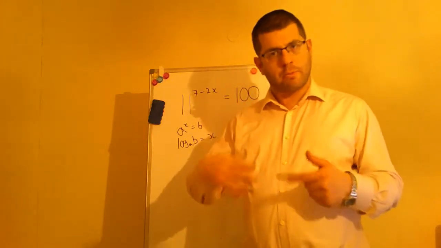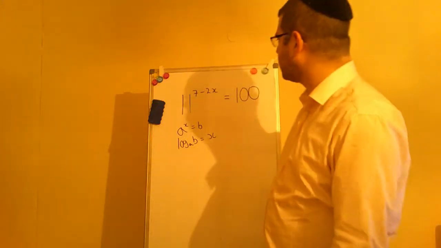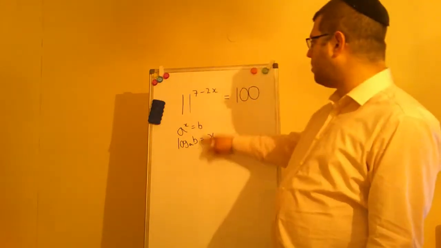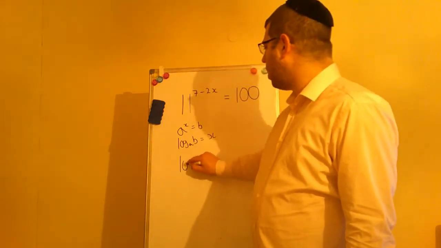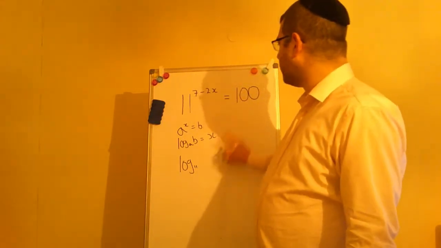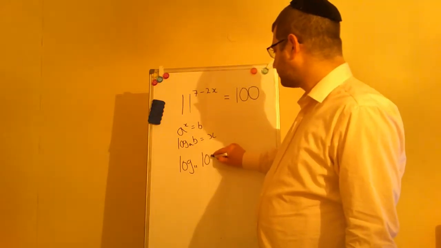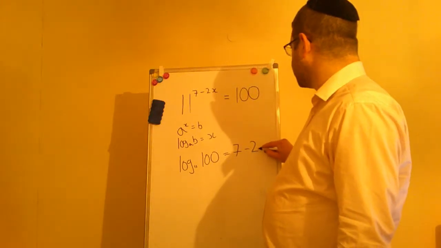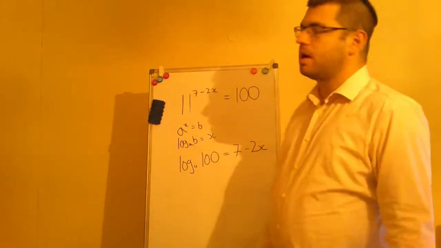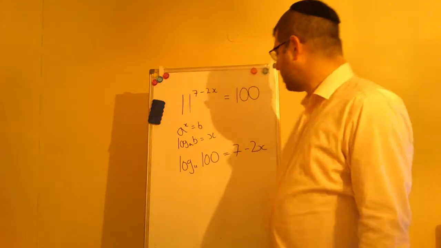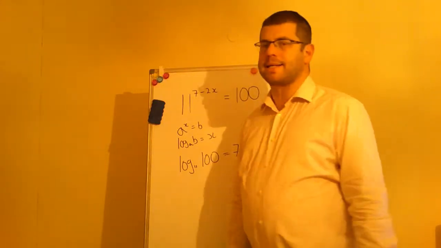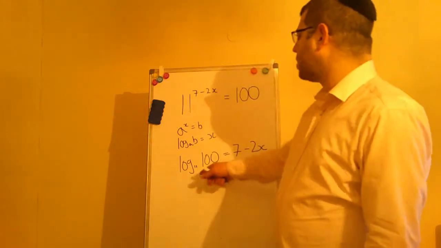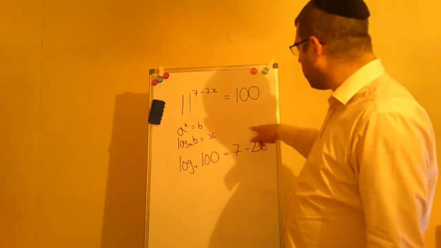Why I'd want to do that will become immediately obvious when I write it. So if I turn this from this form into logarithmic form, this becomes log base 11 of 100 is equal to 7 minus 2x. Now at this point, resist working that out on the calculator. Obviously, you can type that into the calculator, but it's going to give you a decimal, and we still then have to solve to get x.